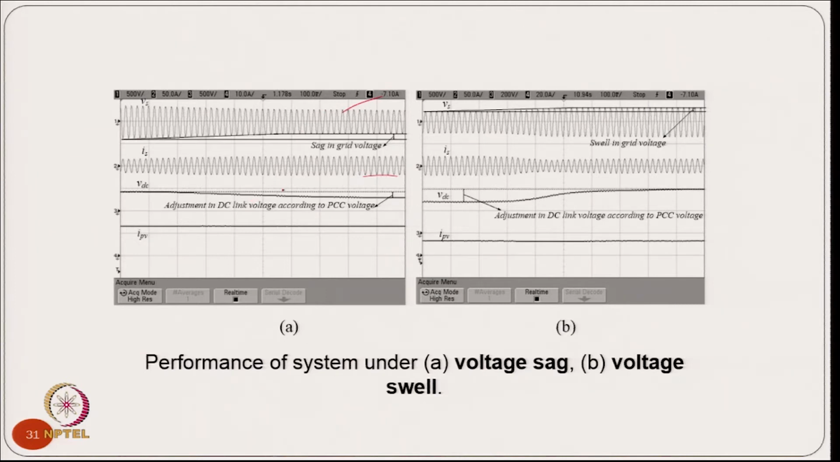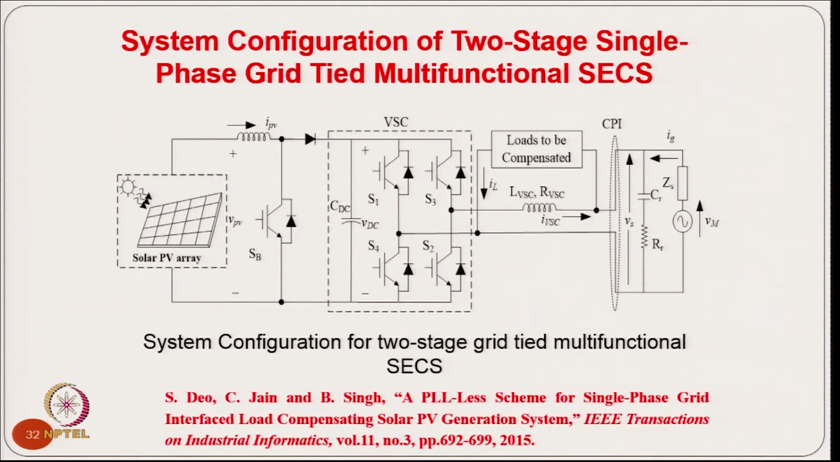If the voltage is reduced, the DC link voltage is also reduced, and that reduces the losses in the system. Similarly, if the voltage increases, like when you have a swell in the voltage, the grid current is reduced for the same solar power, and the DC link voltage varies accordingly, so the losses in the inverter also reduce. But PV generation was constant in this case. So, that is a typical case.